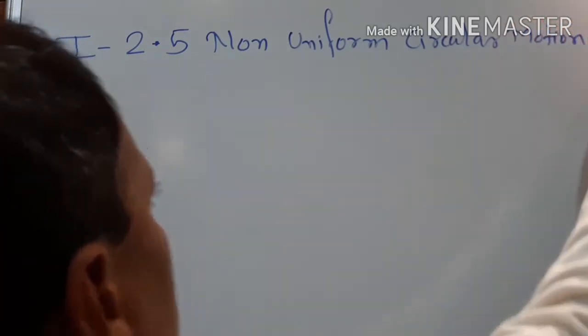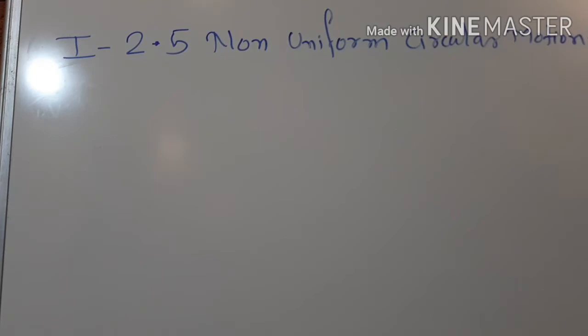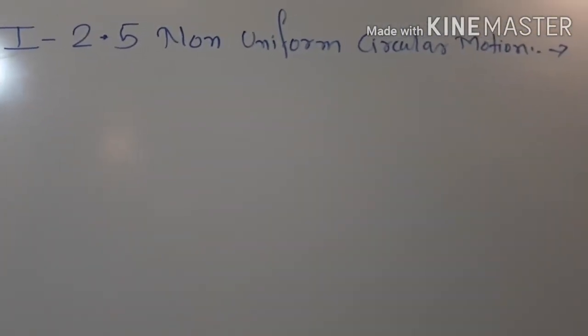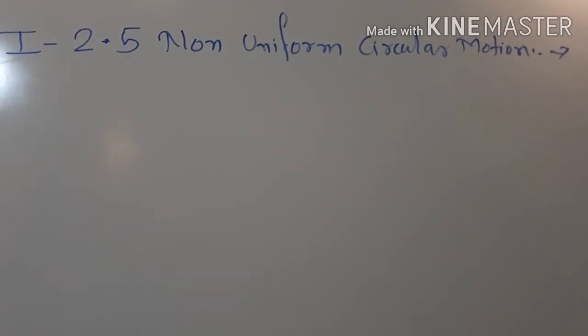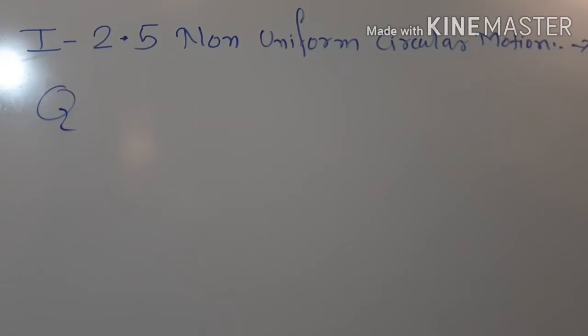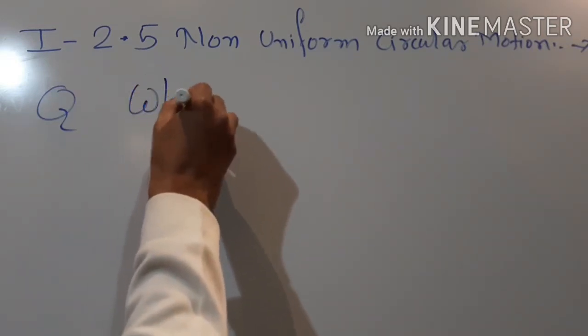It is our fifth point in the kinematics: non-uniform circular motion. A question will be asked on this point as: what is a non-UCM?